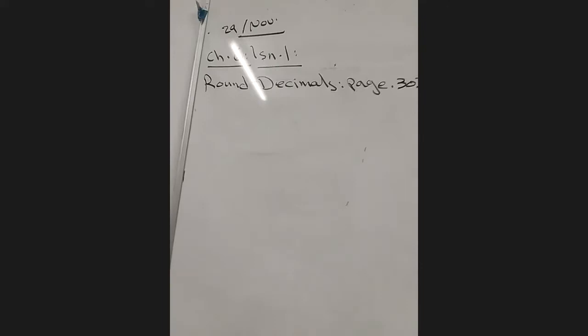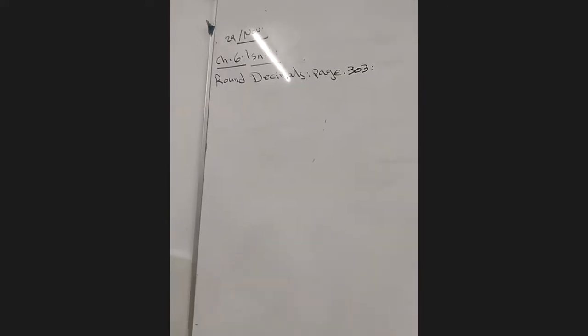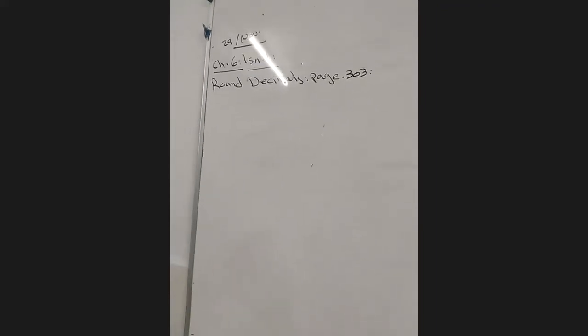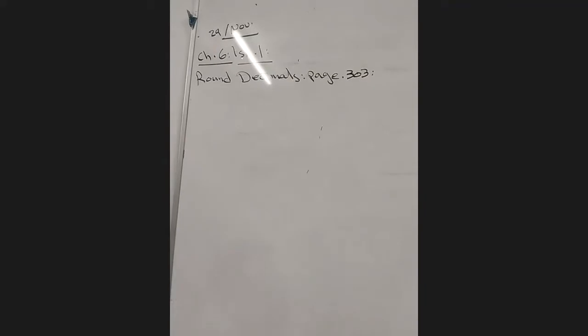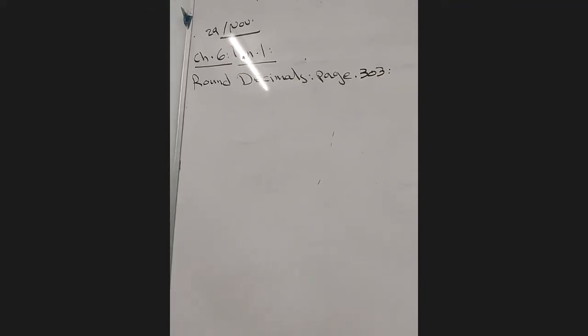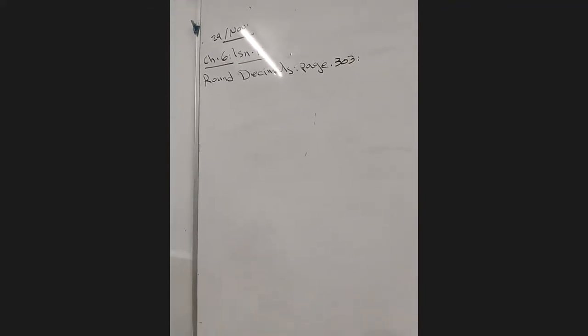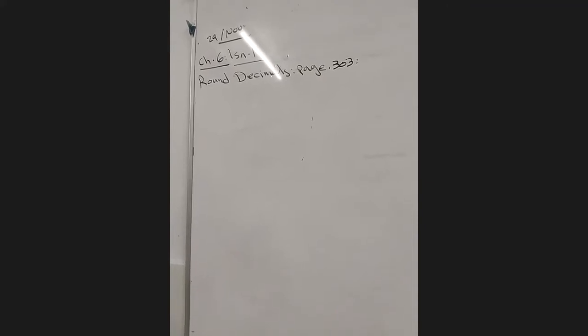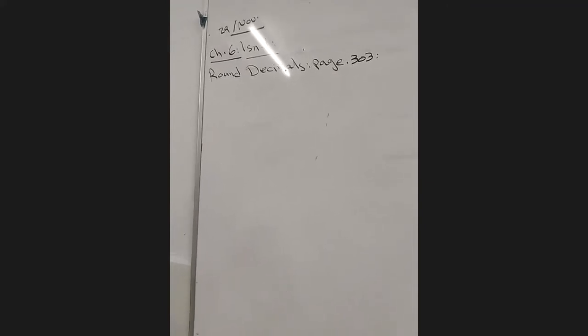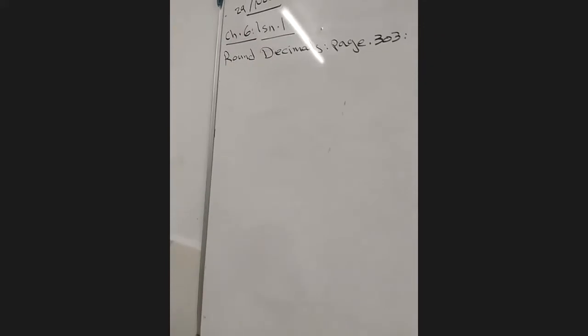Prepare your books. We are on chapter 6, lesson 1, the lesson called round decimals, page 303. All of you, prepare your books, guys, on this page and on this lesson, round decimals, chapter 6, lesson 1, page 303, please.